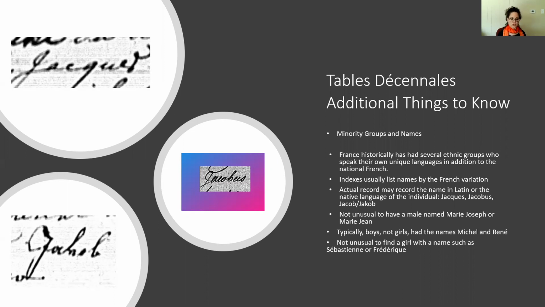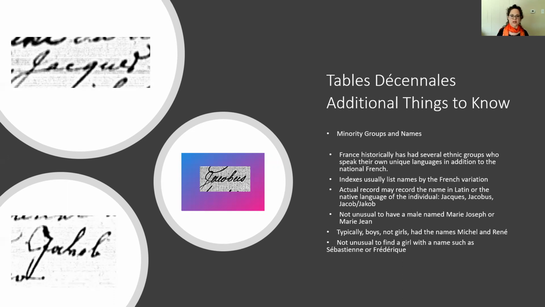So, as I said, French is the national language of France. If you're looking at some of the minority groups, there are several, but some of the big examples are the Alsatians up in the region by Germany. There are the Basque down by Spain in the Pyrenees Mountains. There are the Bretons in Brittany, and they're descendants of the Celts. So there's quite a variety. So what a person's actual name was may not be recorded in the tab décennal. The index will likely have the name recorded in French.